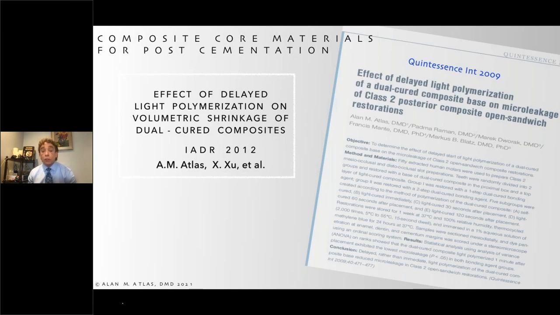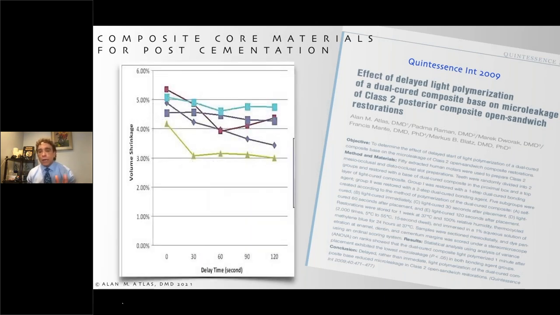We also looked at volumetric shrinkage of the same type of scenario. We couldn't publish this because the company that sponsored the study, their product was the worst. So we couldn't put it in and write up the article, but I can tell you the volumetric shrinkage and the micro leakage were absolutely comparable. We found that after 30 seconds, waiting 30 seconds improved the leakage and lowered the shrinkage significantly than auto curing.